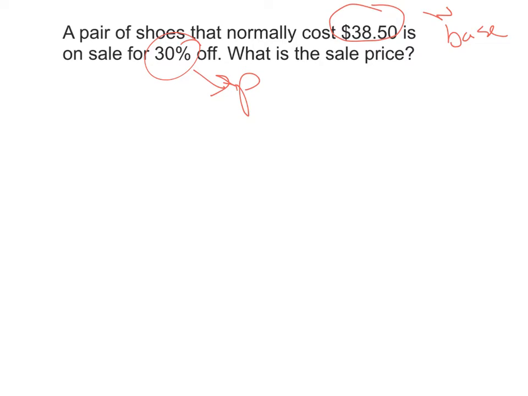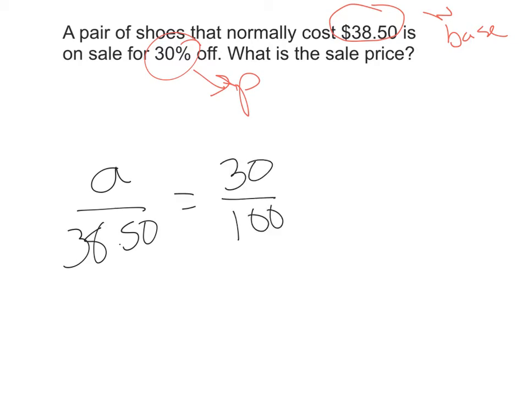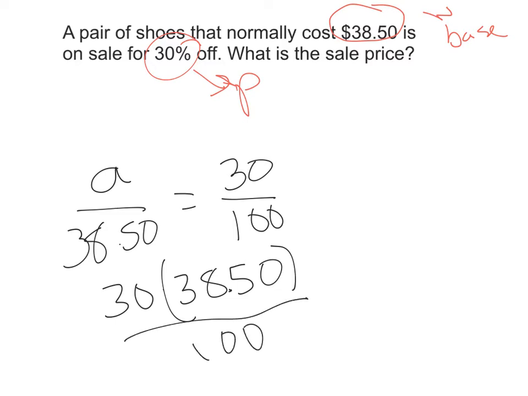Okay, so we start filling out our equation, and we realize what we don't know in this case is A. We don't know our part. We don't know what 30% of 38.50 is. So we set up our proportion this way. And again, you can do a cross product here and do 30 times 38.50, and we divide that by 100, and we should get A, which is 11.55. But that's not the answer to the question, believe it or not. That's just the first step in finding the answer to this question.